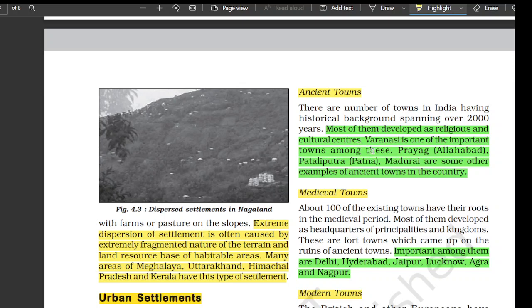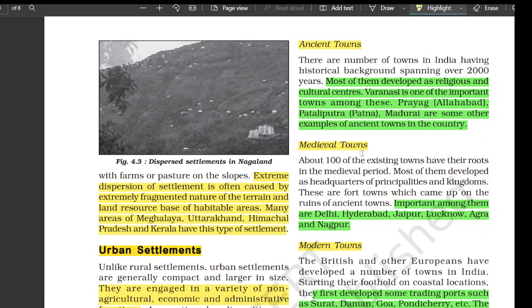Ancient towns. There are a number of towns in India having a historical background spanning over 2000 years. Most of them developed as religious and cultural centers. Varanasi is one of the most important towns among these. Prayag, Allahabad, Patliputra, Patna, Madurai are some other examples of ancient towns in the country.